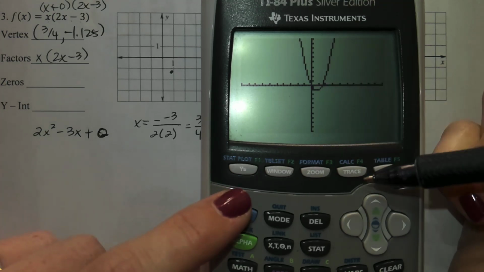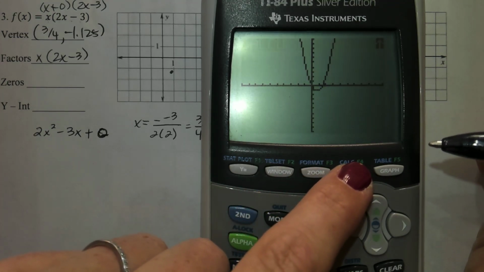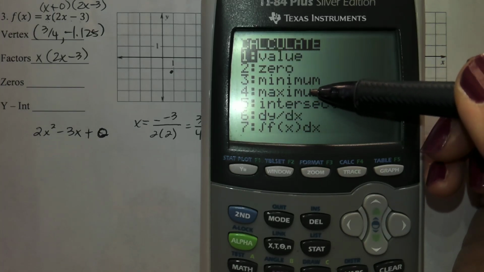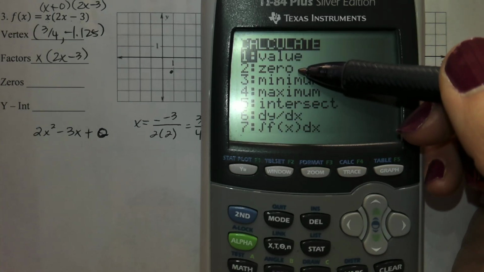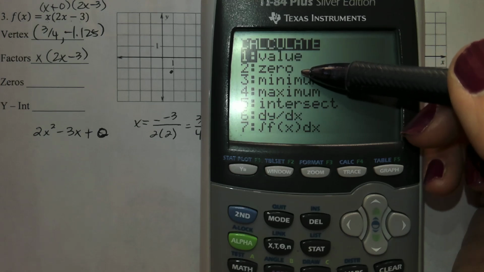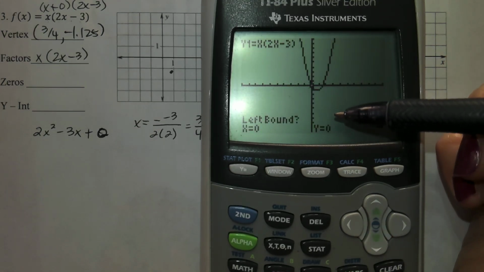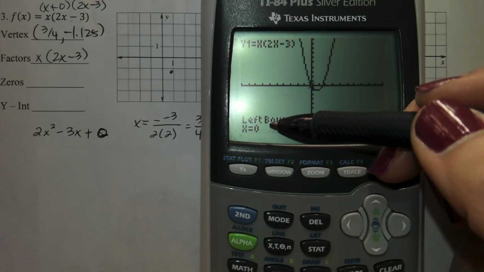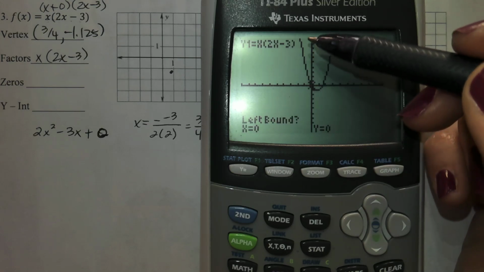And you can actually find that by hitting second and then trace. And when we're doing our max and min in the same menu, option number 2 is to find your 0. So I'm going to hit 2. And it actually walks you through the same prompt. So left bound, right bound, and then guess.